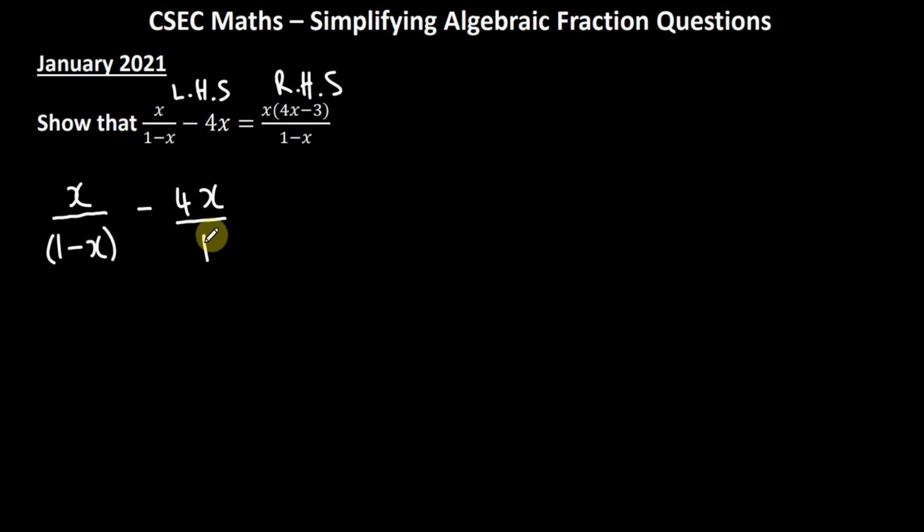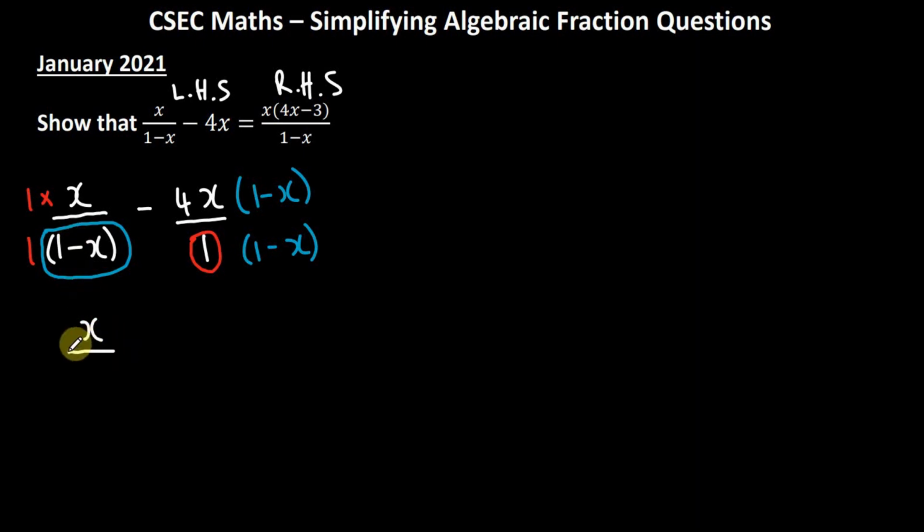And now, just like the previous examples, I'll use this denominator here to multiply both the top and the bottom on this side. Then I'll use this denominator here to multiply both the top and the bottom on this side. Now let's see what we'll end up with here. So we have 1 times x, which will leave us with x. 1 times anything will remain the thing. 1 times the bracket will remain 1 minus x.